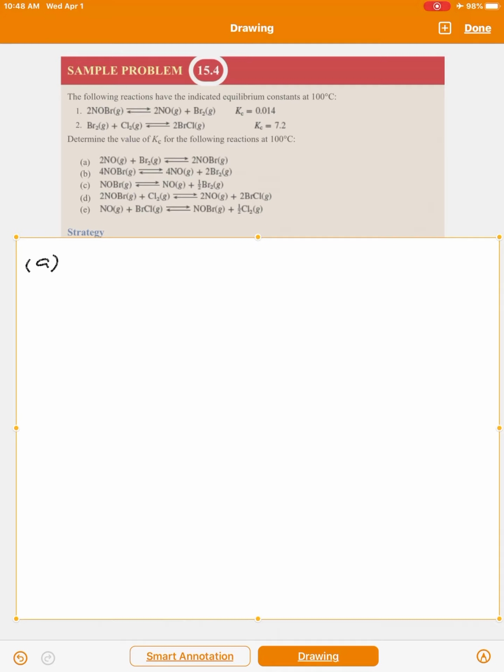And what we said in the lecture is that if you reverse the equation, it's the reciprocal of K. So I'm going to call this Kc prime because it's not Kc. Kc is 0.014, so it's 1 over Kc. You reverse the equation, you take 1 divided by the value of K. So this is 1 over 0.014. If you do that calculation, 1 divided by 0.014, you get a big number, so that's 71.